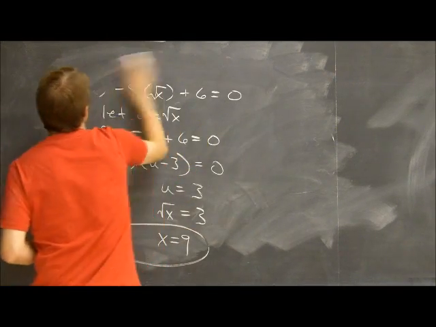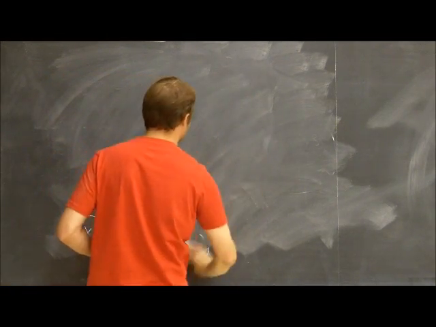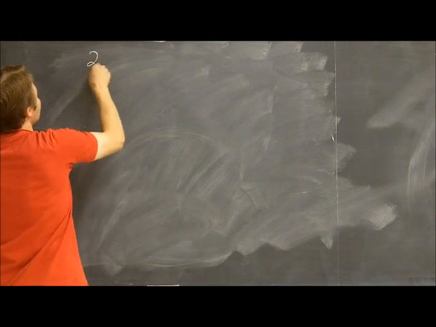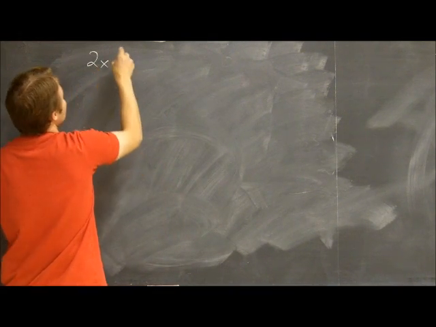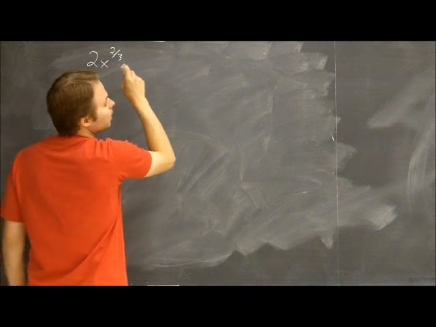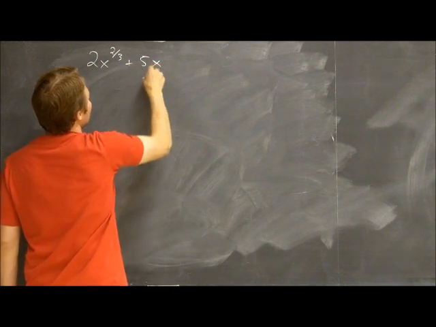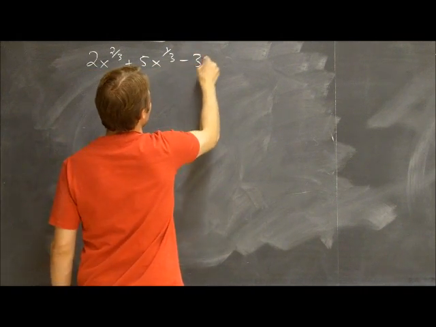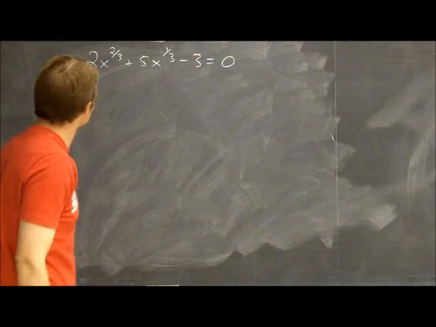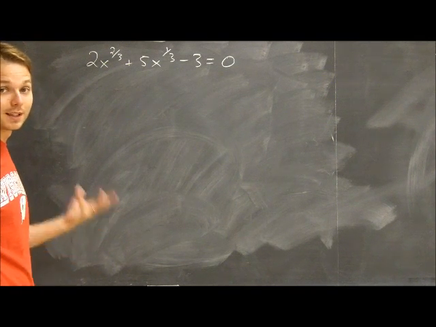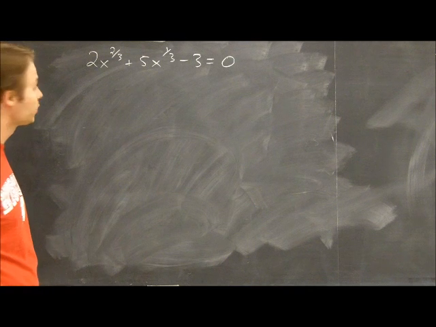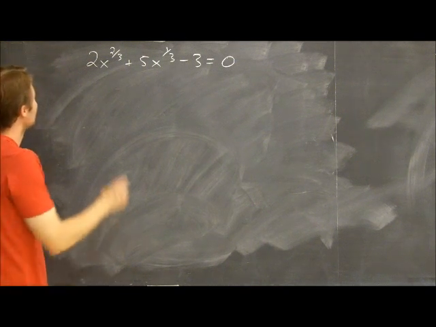Let's try one more. How about this form? 2x to the 2/3 power plus 5x to the 1/3 power minus 3 is equal to 0. This might not be one that you would see and automatically think that it's a quadratic in disguise or a quadratic form, but in fact it actually is.